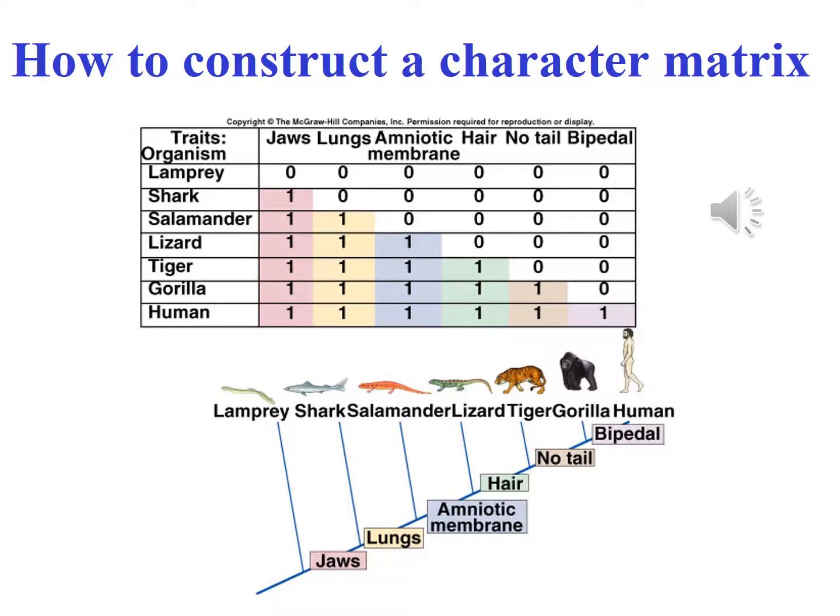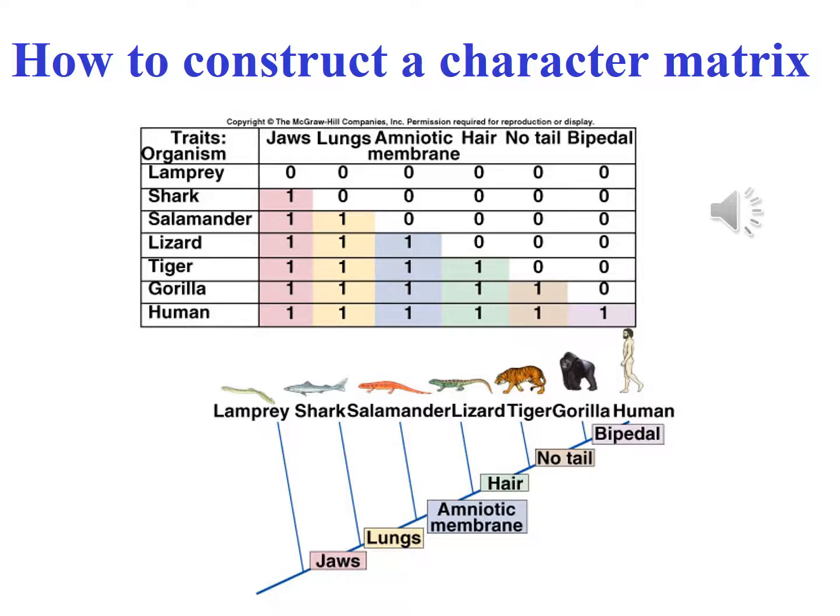A cladogram is fairly easy to construct from a character matrix. In the table we have a wide variety of characteristics. The zeros represent that the organism does not have the characteristic, and 1 means they do. When you construct the cladogram, you'll notice lampreys are all the way left because they do not possess any of those characteristics, whereas humans, all the way to the right, possess them all.